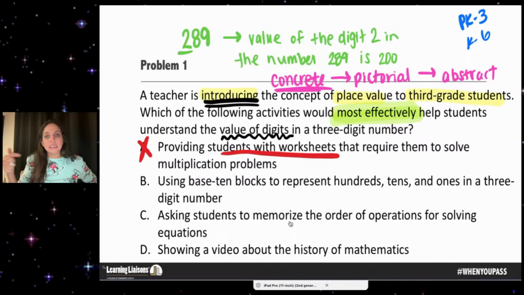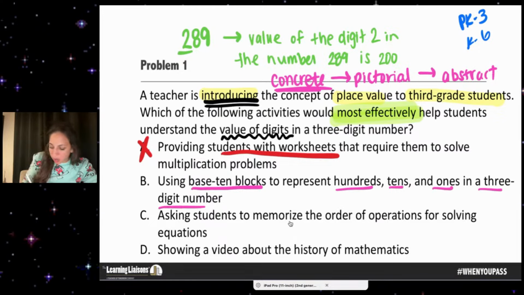That is an abstract way to represent stuff. B, using base 10 blocks. Right there, I already know that I'm concretely representing something. Manipulatives, blocks, anything like that is going to be a concrete representation. But let's keep reading that to make sure that we are concretely understanding the value of digits and not concretely doing something else, right? So using base 10 blocks to represent hundreds, tens, and ones in a 3-digit number. Ding, ding, ding, ding, ding. We have our answer, but let's keep going and looking to make sure that we don't have a better option.